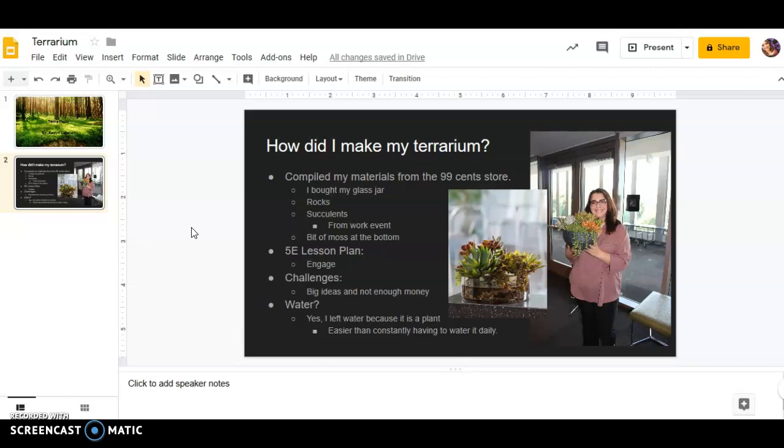And as for challenges, I had bigger ideas. Unfortunately, I couldn't get any bigger than this, due to lack of money and resources, but I was able to make do with what I had from the work event and from the 99-cent store, buying the glass jar and my rocks and moss and all that stuff.